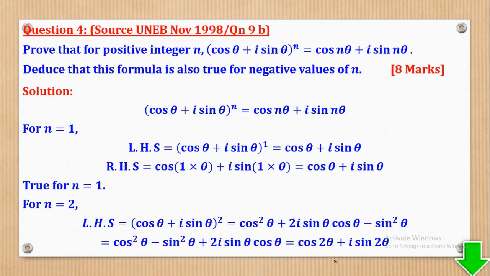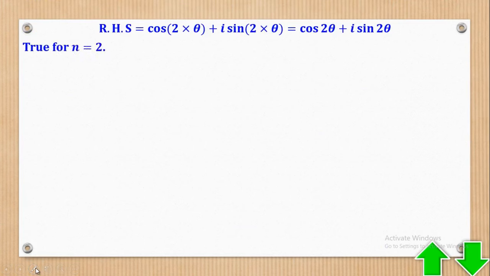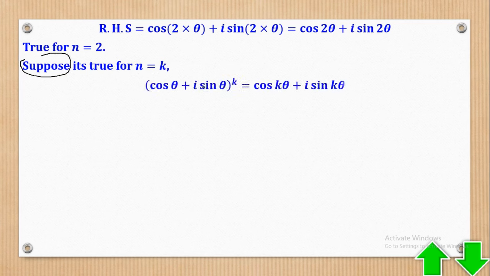What about the right hand side? The right hand side, where there is n, you put there 2 to come up with this, so it is true for n equal to 2. So now that it is true, we shall suppose, not this word, suppose, it is true for n equal to k. We are supposing because there's no way we can prove it. So we shall just suppose, then we shall write that this is true.